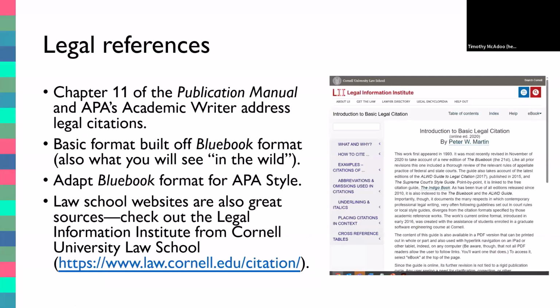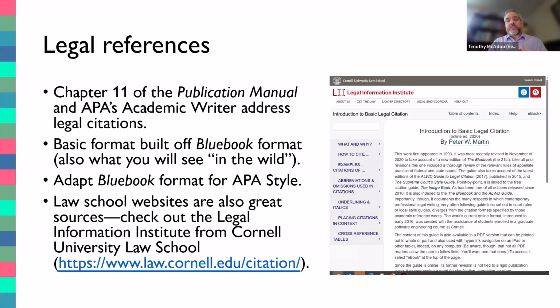Okay, so next is legal references, and they differ from all of the references we've talked about so far in that they don't follow the author, date, title, source format. Instead, for legal references, APA style follows Blue Book style. Sorry, I'm being told we can't see me. One moment. Sorry about that. Thus, for each reference, each type of legal source might be a little bit different. They're not quite as consistent as APA style references, depending on the type of source you're citing.